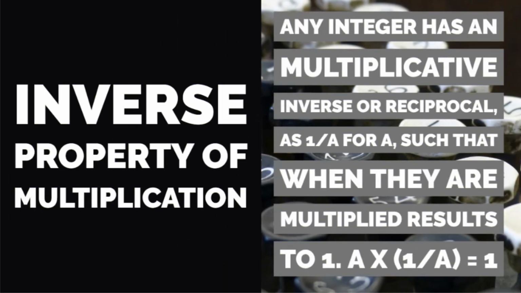Para naman sa inverse property of multiplication, ito ay nagsasabing any integer has a multiplicative inverse or reciprocal as 1 all over a for a, such that when they are multiplied results to 1. A times 1 over a is equals to 1. So guys, ang multiplicative inverse ng a is 1 over a.